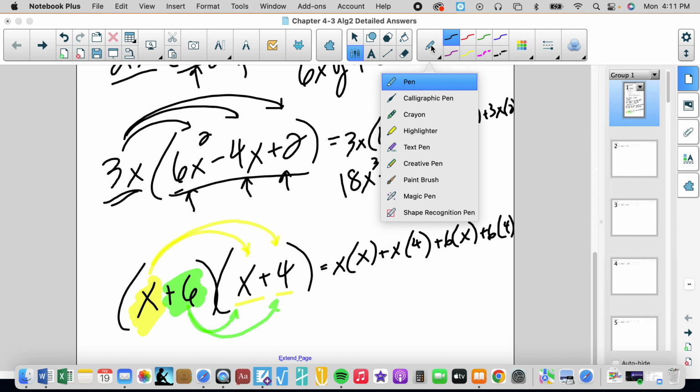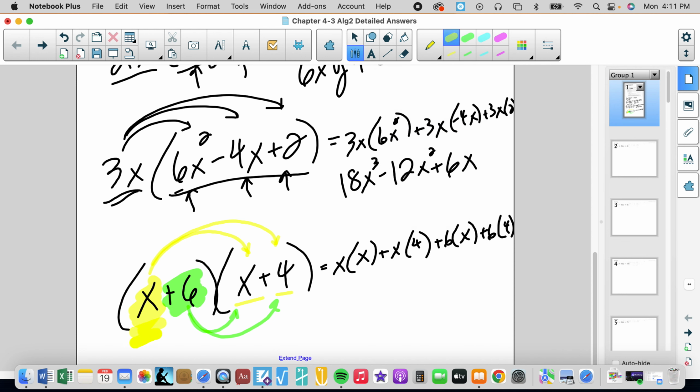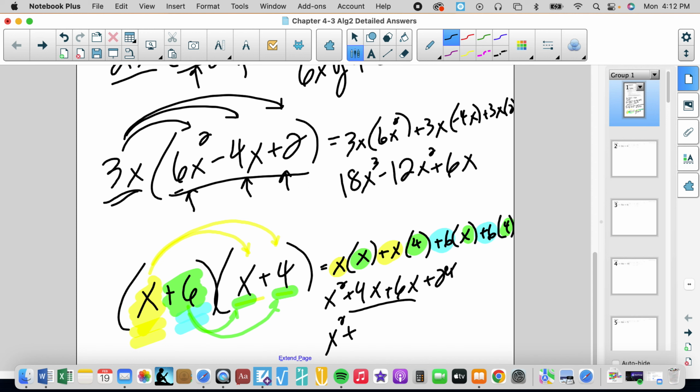So we distribute this x to both of the terms inside, and then you're going to distribute this 6 to the two terms inside. And that gives us x squared plus 4x plus 6x plus 24. Your inside and outside are oftentimes going to be like terms, and we'll add those. And now we can't add any.